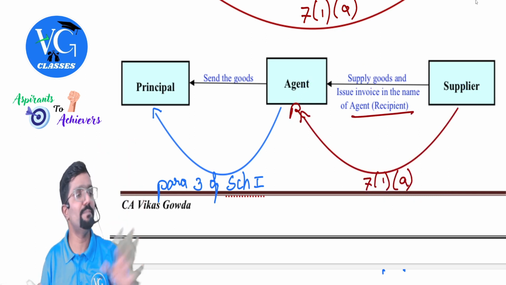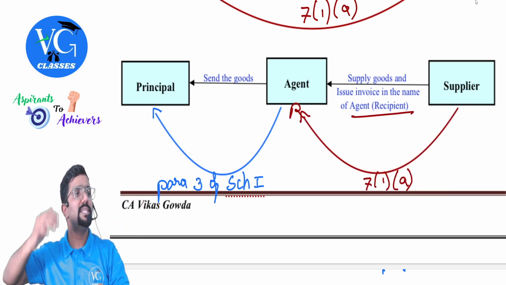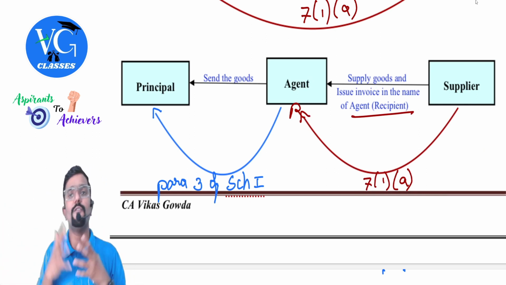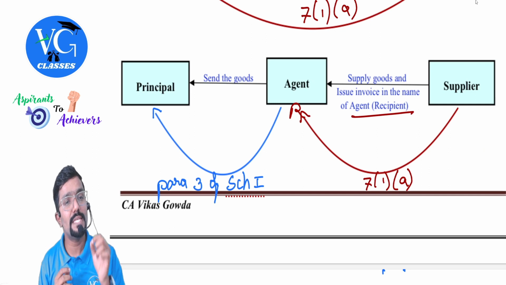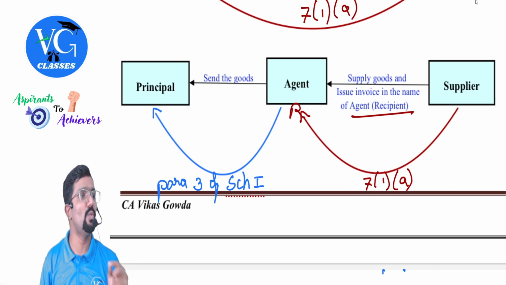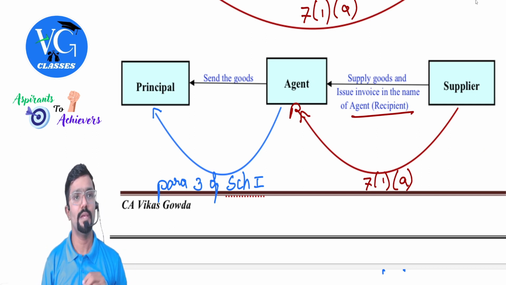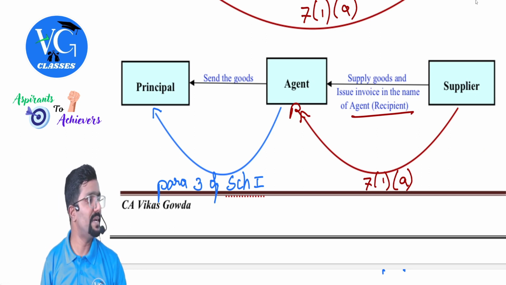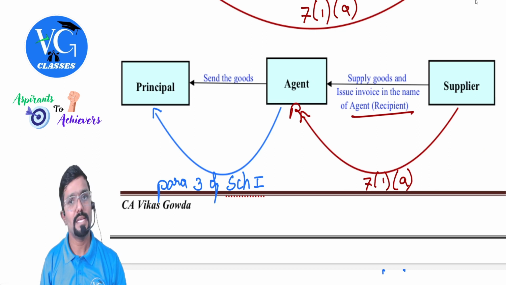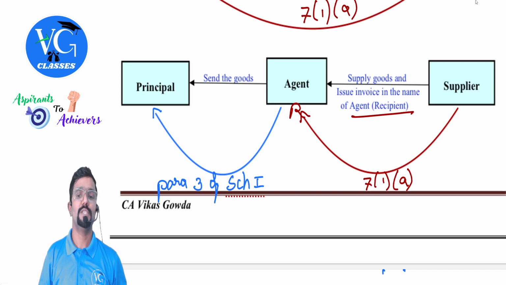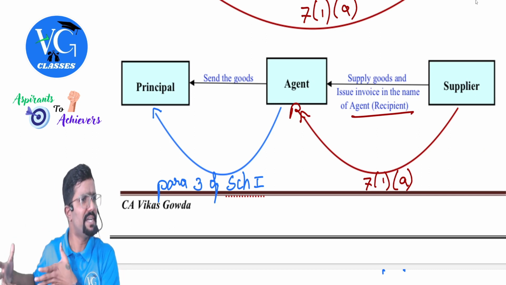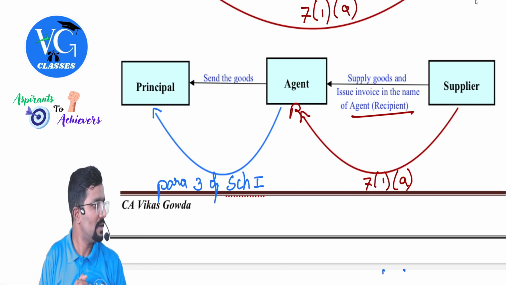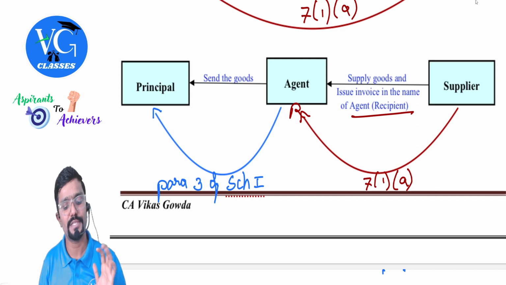Hope you understood. So simple. Listen, when the agent is selling the goods on behalf of the principal, or when he is buying the goods on behalf of the principal, if the agent's name is mentioned in the invoice, but not the principal's, it will be treated as a separate supply. Is that clear? Yes. One will be as per 7(1)(a) because consideration will be there, whereas the other one would be as per para 3, guys.